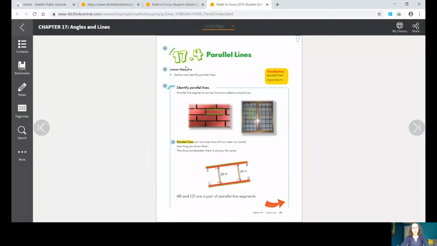Okay, we're on 17.4 parallel lines today in your math book. It's page 287. I will share my screen with you though. Here we go. Here is what we're going to learn today in this lesson. Define and identify parallel lines. Here's our vocabulary: parallel lines, and the phrase is parallel to. All right, well, let's get into it right away.